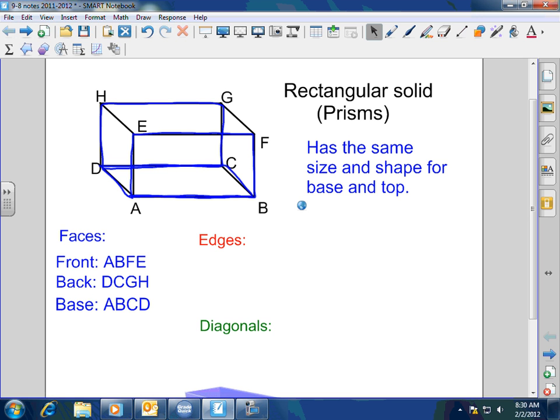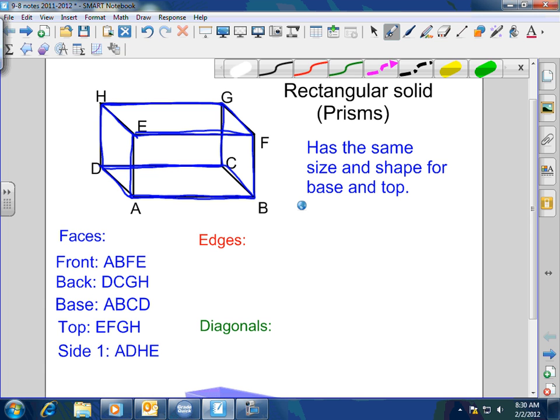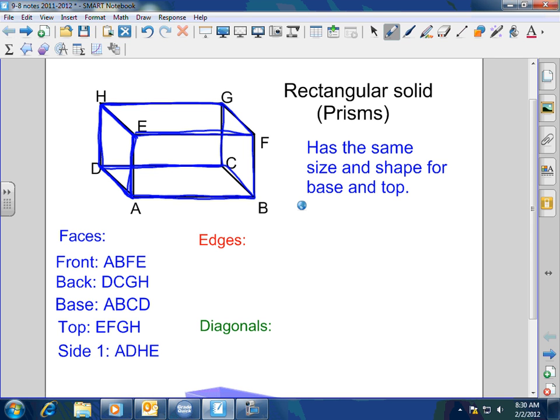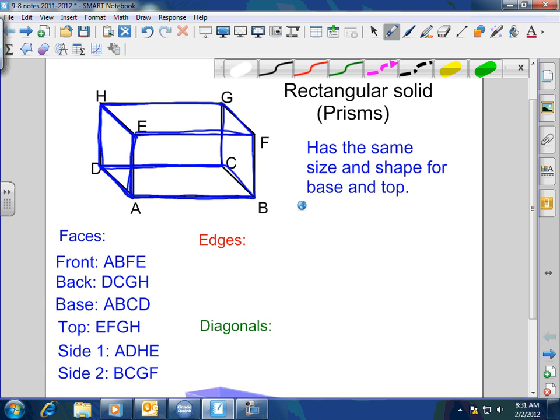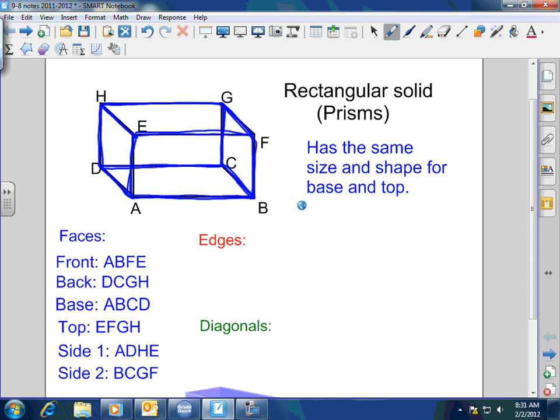We also have the top. The top is right here. EFGH. And then we have 2 sides. Doesn't matter which side you choose. I chose side 1 to be this guy over here, which is ADHE right here. And then you have your second side, which in this case I chose to be BCGF right here. So those are the faces.